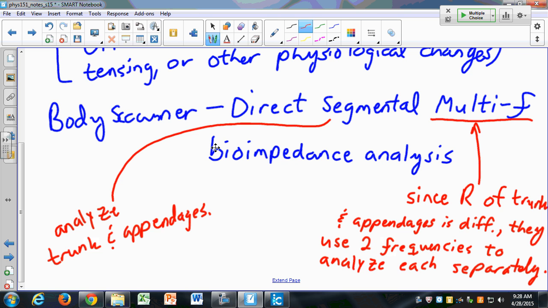All right, so one of those frequencies will assess your core, or your trunk of your body, and then the other frequencies will assess your arms and your legs. So multiple frequency, and then of course bioimpedance.